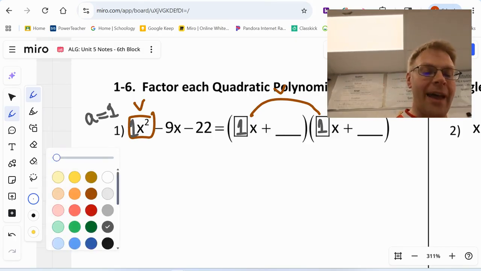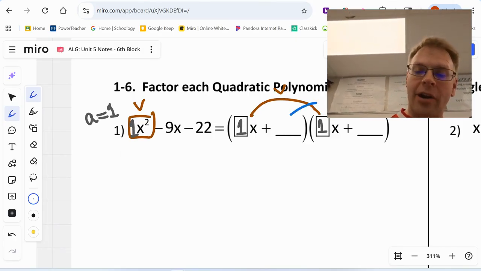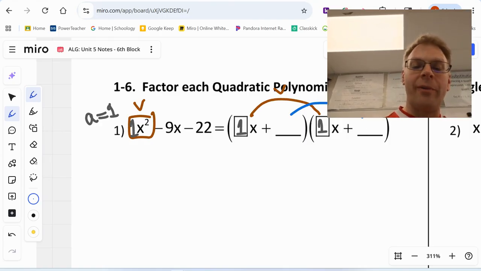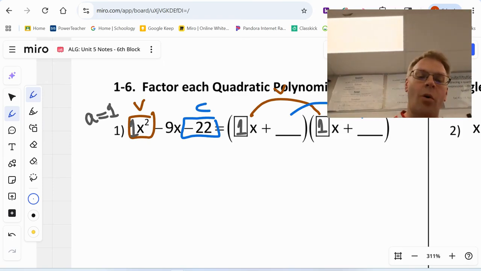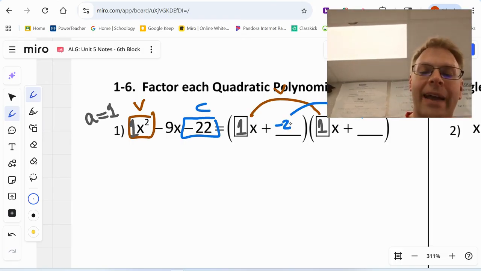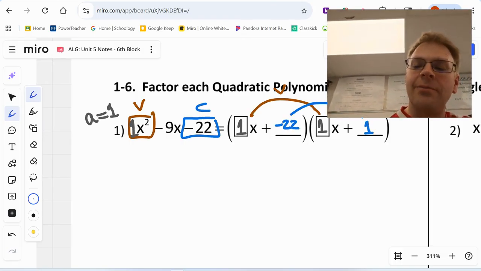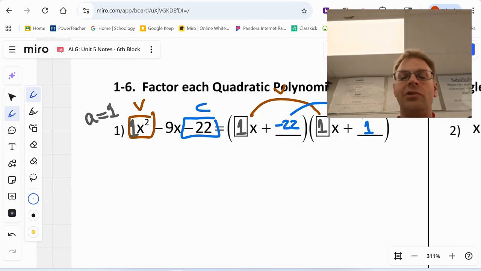All right? But then what do we know? I know that whatever goes here and here, the constants in my binomials have to equal negative 22. Okay, well, what are 2 numbers that can multiply to negative 22? Just off the top of my head, let's take the easiest possible pair. Let's go with negative 22 times 1.